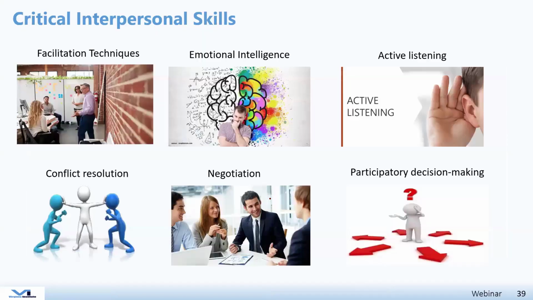So to conclude, the right brain has to do with critical interpersonal skills such as emotional intelligence, active listening, negotiation, conflict resolution. Any skill that has to do with others, then it falls under the interpersonal skills, which are human skills, people skills, which is part of your right brain.